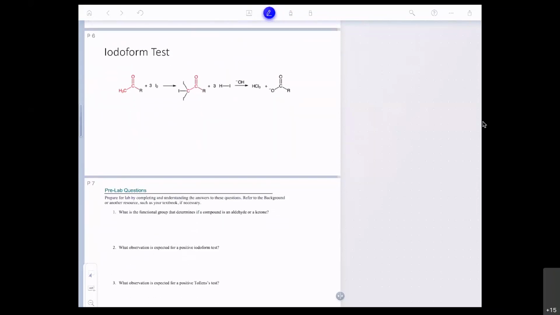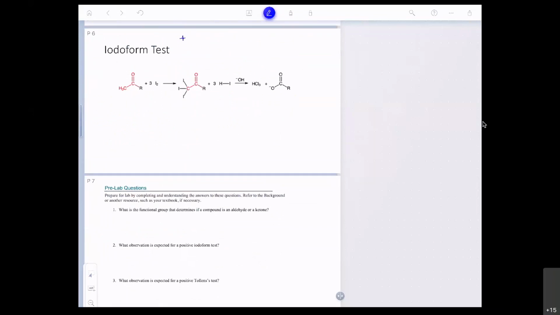The last test we have here is the iodoform test. It's a positive test for methyl ketones, so it has to be a special type of ketone. One side of the carbonyl should be a methyl group. The positive test is a formation of a yellow precipitate. The yellow precipitate is iodoform.